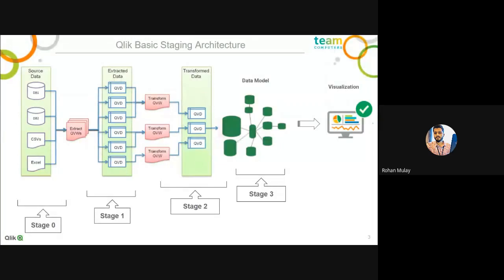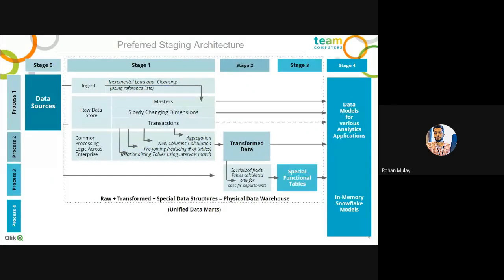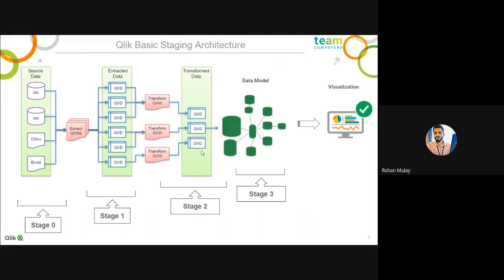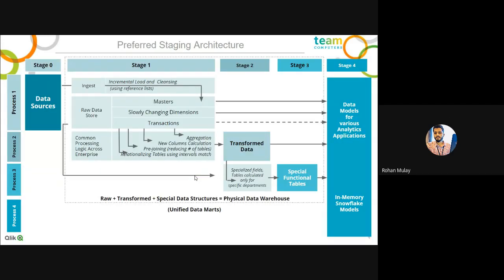Now we'll move on to a more detailed version of it, where the concept is very similar. We have stages here: stage 0, stage 1, stage 2, stage 3, stage 4. Just that, compared to the previous diagram, the stage 2, which is the transformation stage, is broken down into two different stages, which are stage 2 and stage 3.